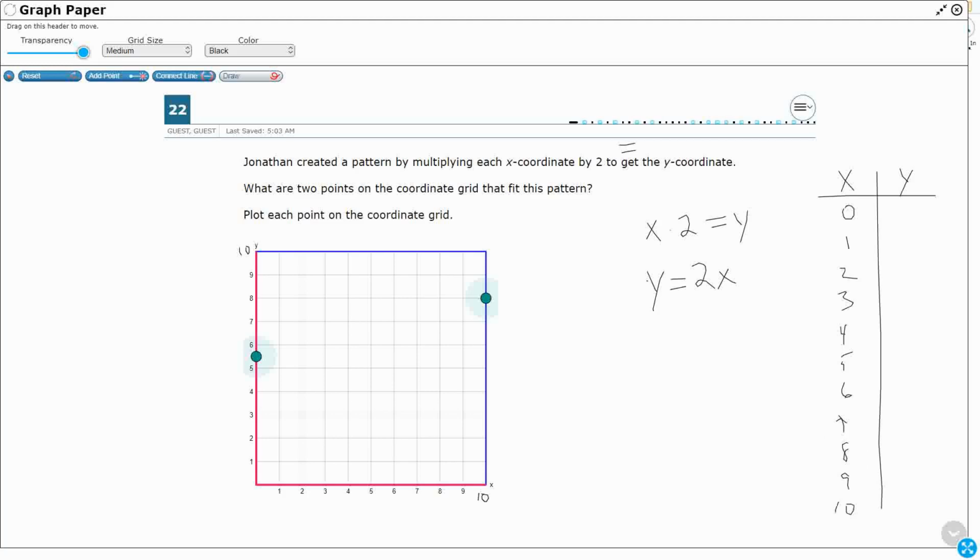All right, so how do I get my y? I double it. I double my x, so I do my x times 2. 2 times 0 is 0. 2 times 1 is 2. 2 times 2 is 4. 2 times 3 is 6. Okay, so I see the pattern here: 0, 2, 4, 6, 8, 10, 12, 14, 16, 18, 2 times 10, 20.